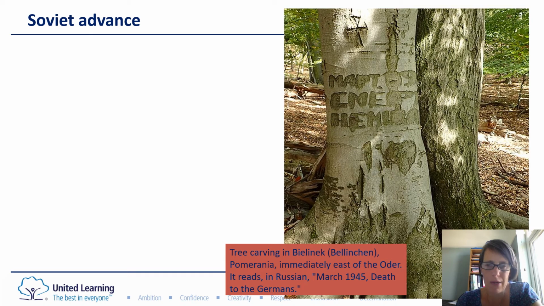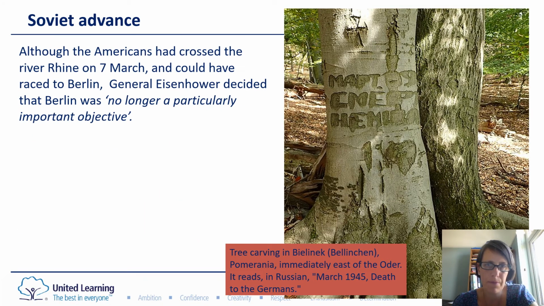This picture is a really interesting one. I really liked it when I saw it. So this is a tree carving. A soldier has carved into the bark of this tree, and you can still see it now, that he's put the date there, March 1945, and it says "Death to the Germans."